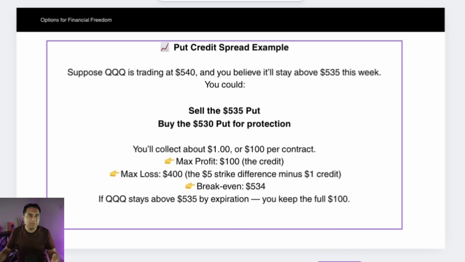So basically, $400 would be the max loss if the trade goes against you, and you would hit your max loss if QQQ ends the week at a strike price of $530 or lower, which is basically the put option that you bought. Now, on the flip side, if QQQ ends the week at $535 or higher, we get to pocket the entire premium that we collected at the time of opening the position, which is basically the $100.